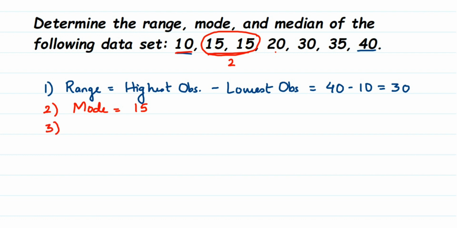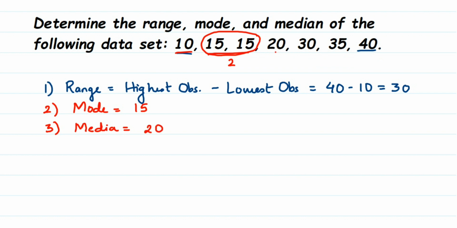Now the third one is median. This median is a little different. It depends upon how many terms are present. Terms means how many observations are present. In this question we have 7 observations. Count them: 1, 2, 3, 4, 5, 6, 7. So 7 is an odd number. Suppose you have an odd number of observations, then the median is nothing but the middlemost term. So here the middlemost is 20. Here I have 3 observations, here I have 3 observations, and in the center I have 20. So the median will become 20.